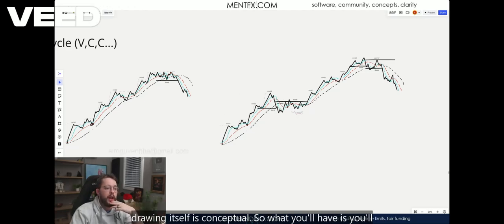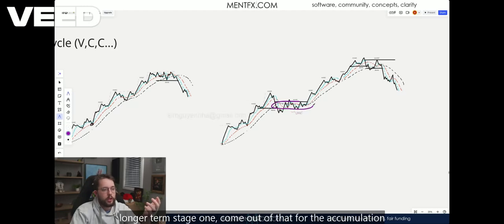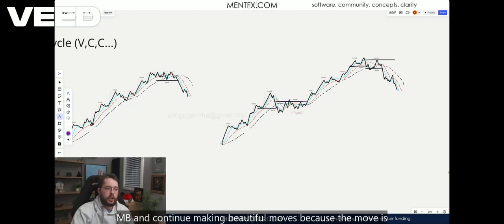So what you'll have is moves that are actually really good and then do break down and they start distributing and they potentially don't become good again. But then what you also have is moves that go through that stage 1, the longer term stage 1, right? Draw it the best way you can, go through a longer term stage 1, come out of that for the accumulation MB and continue making beautiful moves because the move is proven to be a good one before.